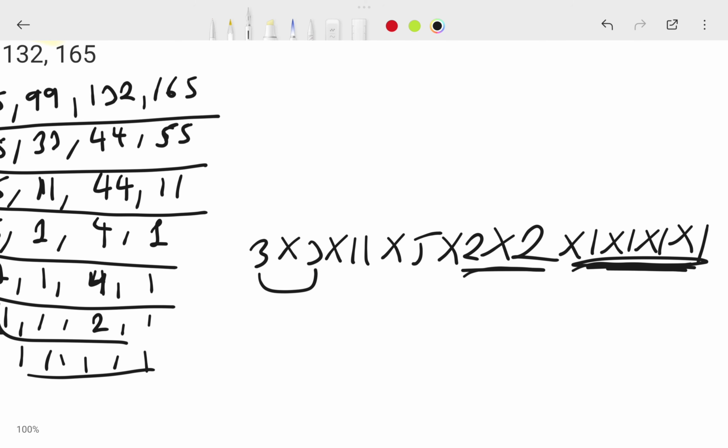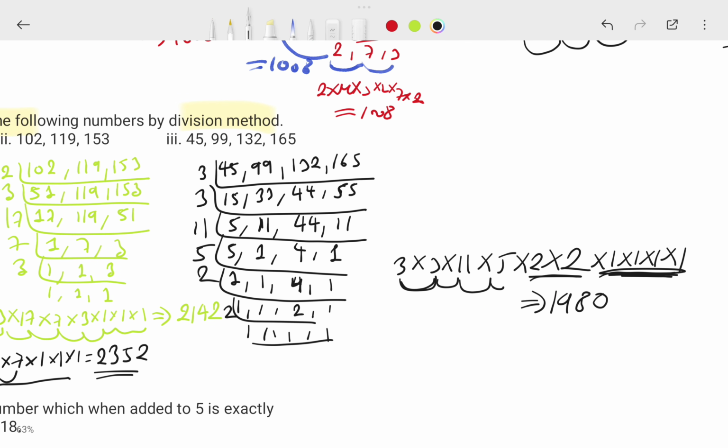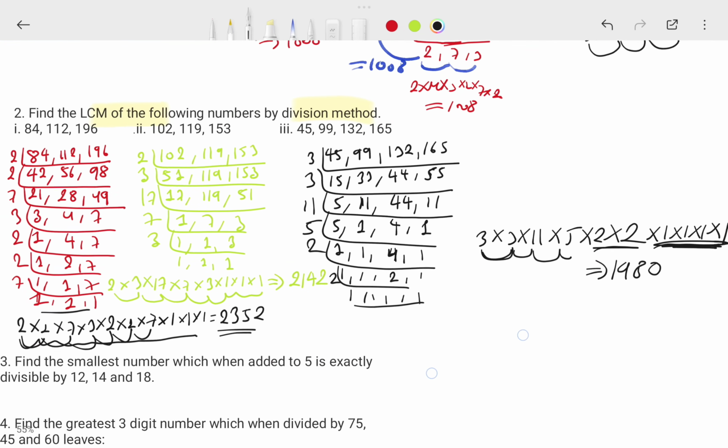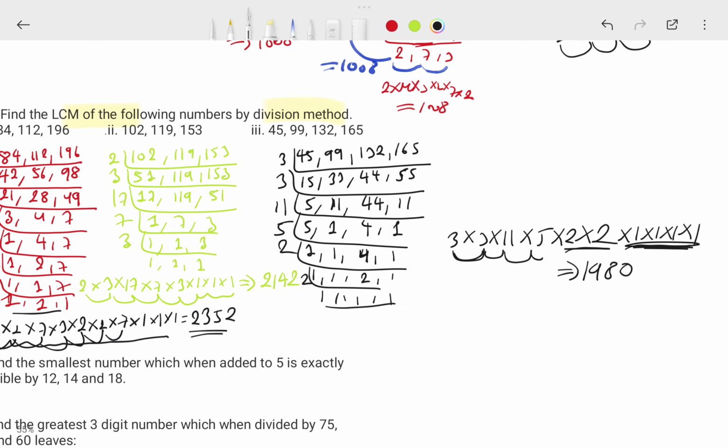So 3 3s are 9, 9 11s are 99. 99 into 5 is 495. If you multiply by 2, it is going to be 990. Then with 2 again, it is going to be 1980. This is the answer of the third question. Is it clear? Now let's see the answers of all of these. You can see this is the answer of all the questions.